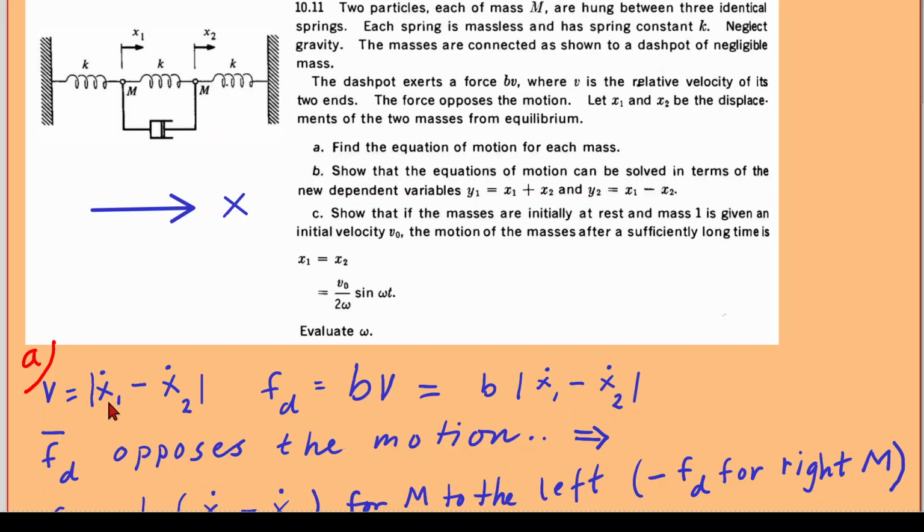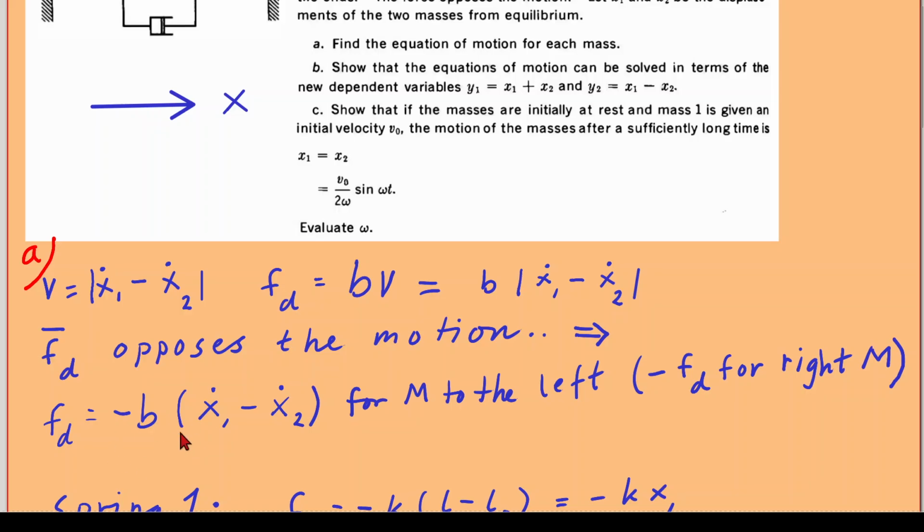And we can call that x1 dot minus x2 dot. So we already know the magnitude of the force is simply the constant b times this. Then they also say Fd, the damping force, opposes the motion. So what that means is, for example, if the mass here is moving to the right, then there will be a force to the left instead. And if that is moving to the left, then there will be a damping force to the right, opposing the motion, in other words.